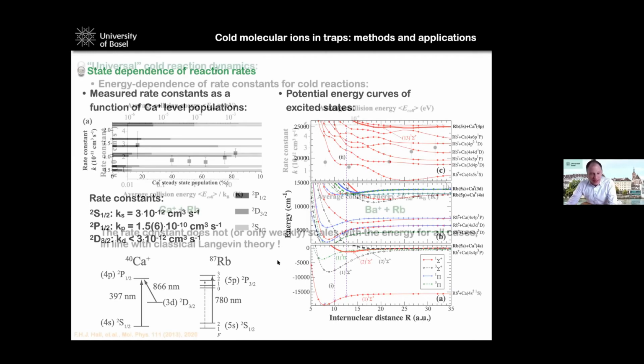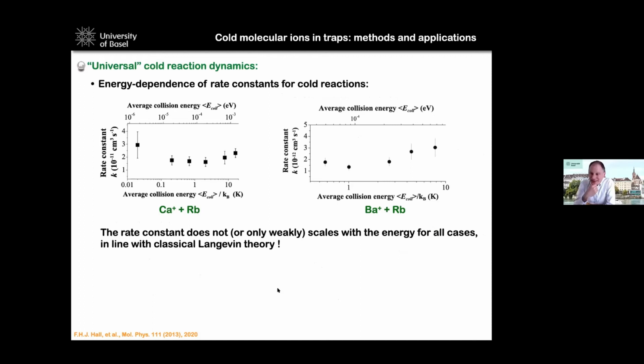Okay, so another interesting question that one can ask now is, what is the collision energy dependence of these processes? And so we now measure these rate constants as a function of the collision energy. And what you see here, let's just focus on calcium plus rubidium again, is a channel averaged rate constant, averaged over all these collision channels, as a function of the average collision energy from about 10 millikelvin up to about 10 Kelvin. And one can see this is essentially flat.